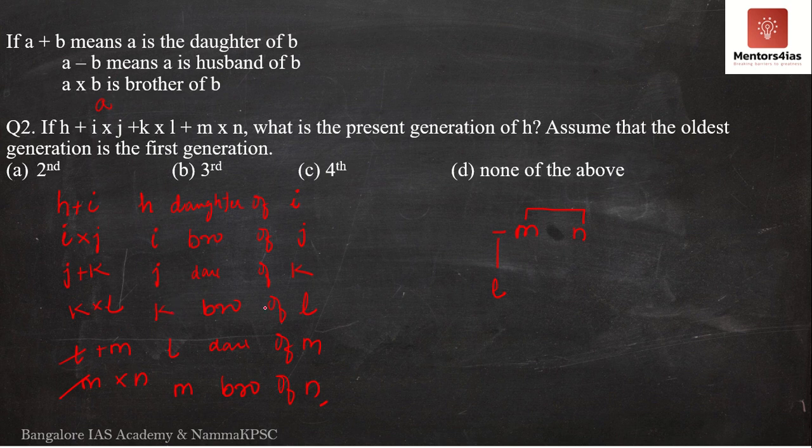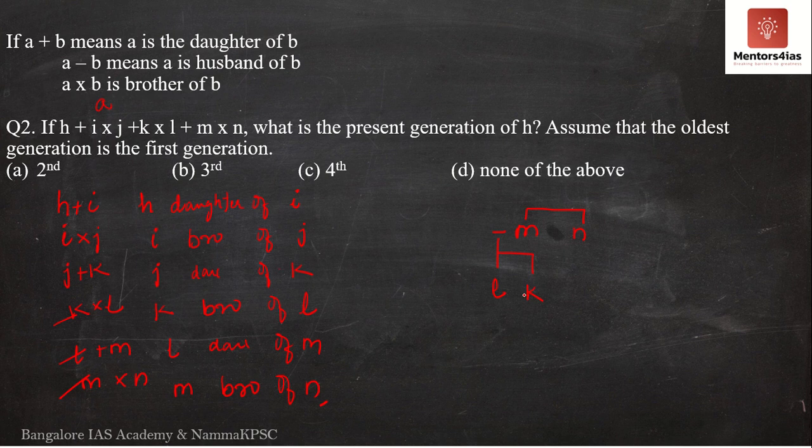It says K is the brother of L. If K is the brother of L, it means M had not one child but two children. It is K over here. So M had a daughter as well as a son, L and K. So we're done with the third one over here. We go to the next one.